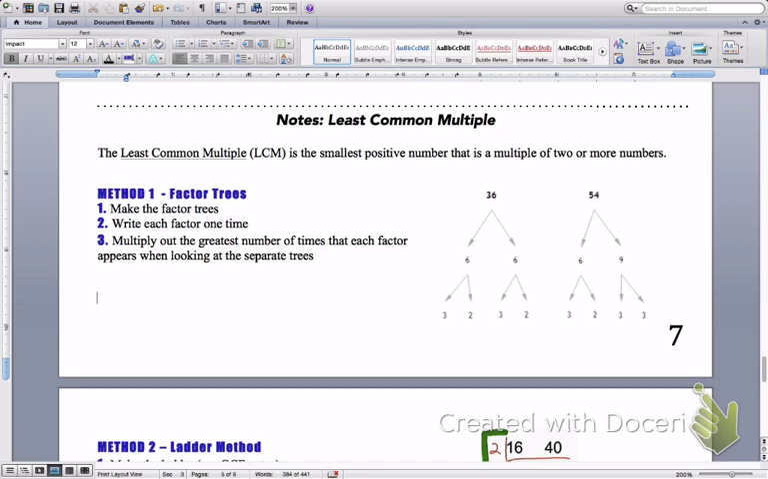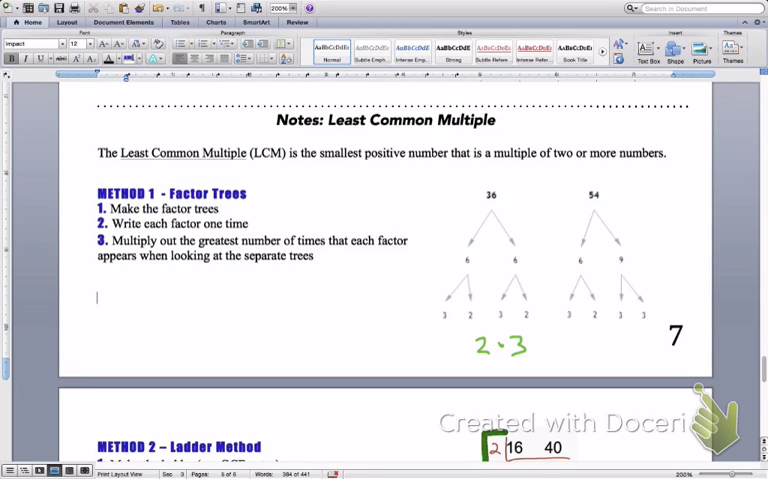First one being using our factor trees. So the idea is pretty similar. We start off by making our factor trees. We're going to write out each factor one time. So based on this tree we have on the right, we're going to go ahead and fill that out right now. So let's go ahead and do so. So I see that the first tree has 2s and 3s. And the second tree also has 2s and 3s. So that's me writing out the factor one time each.